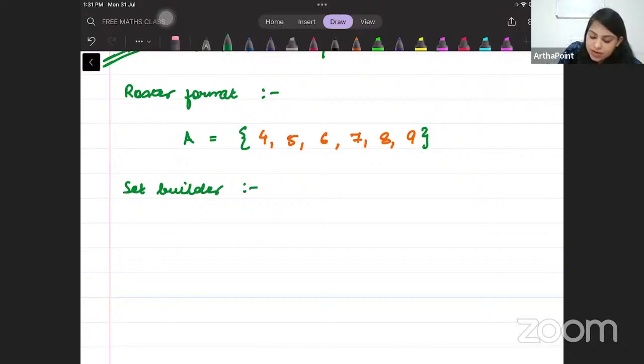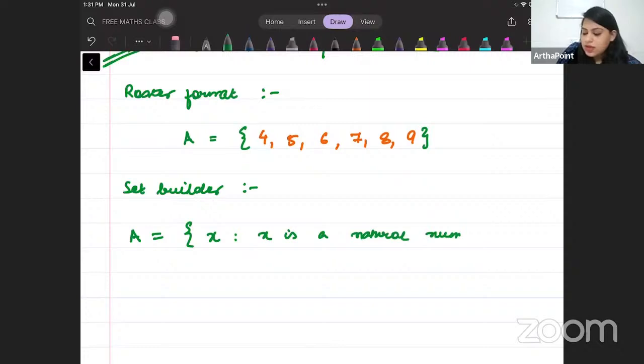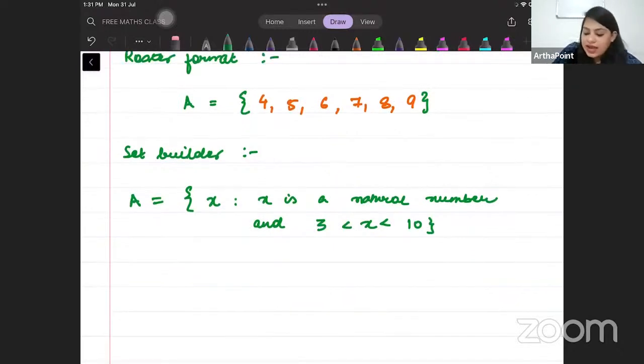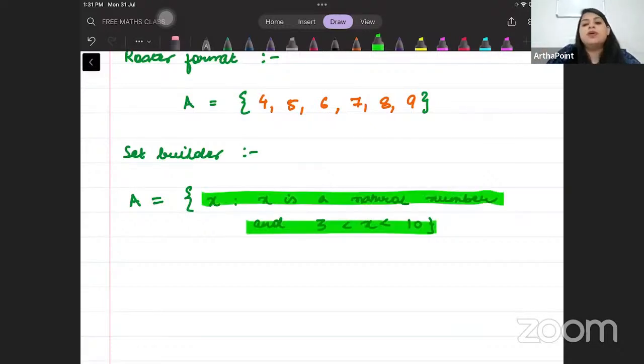So let's write it. I have a set A. What is this set A? I need to have all X's, all elements such that X is a natural number. X must be a natural number, and I want this to be between 3 and 10. So this is a set builder format. What am I doing in this? I am saying I want all X's such that X is a natural number and X should be between 3 and 10. So this becomes your set. I hope this is clear to you. Okay? Now I will give you some questions and let us practice those.